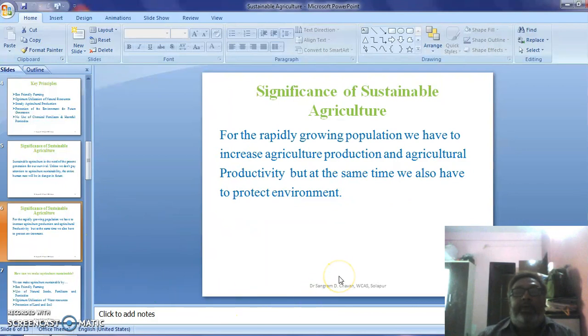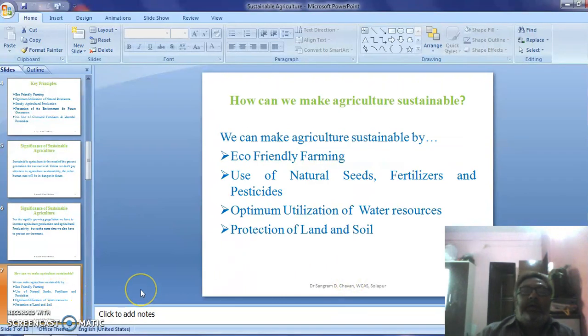For the rapidly growing population, we have to increase agricultural production and agricultural productivity. But at the same time, we also have to protect the environment. Now the question arises, how can we make agriculture sustainable? We can make agriculture sustainable by eco-friendly farming, use of natural seeds, fertilizers and pesticides, optimum utilization of water resources, and protection of land and soil.